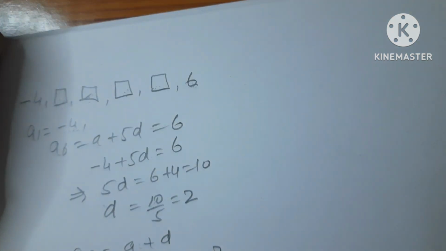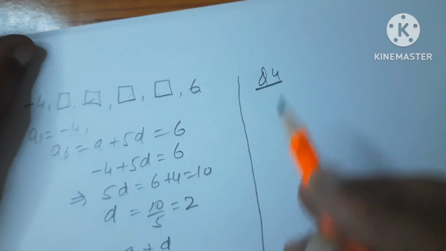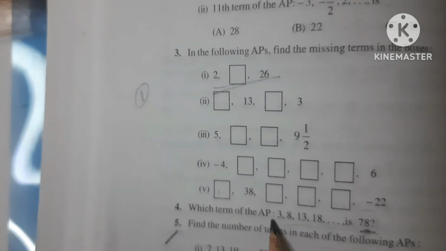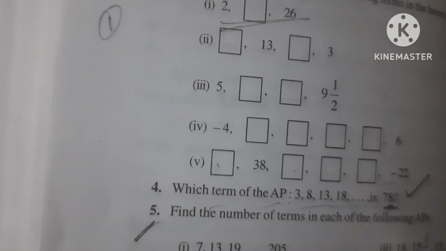Now I will go to question number 4. Question 4 is: which term of the AP 3, 8, 13, 18 is 78? Which term? That means n we have to find out. An is 78. A is given, D we can find out. So it is a simple question, provided you understand the basics.